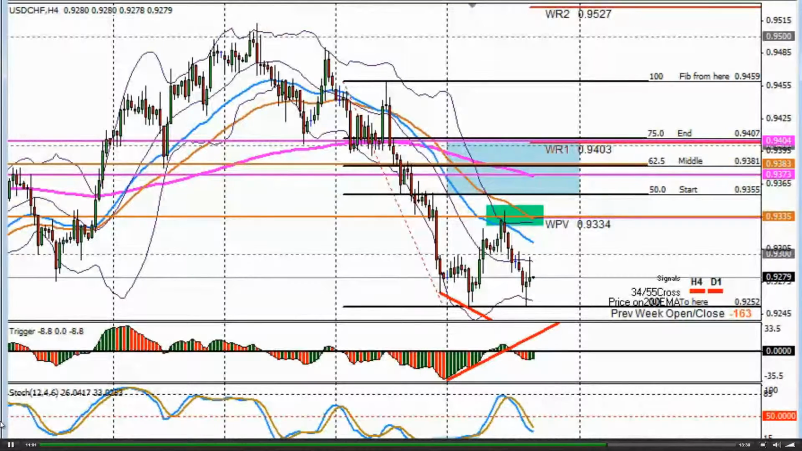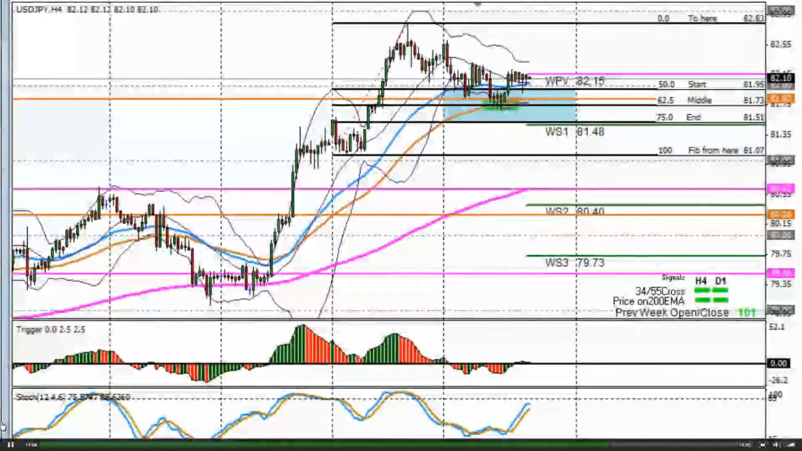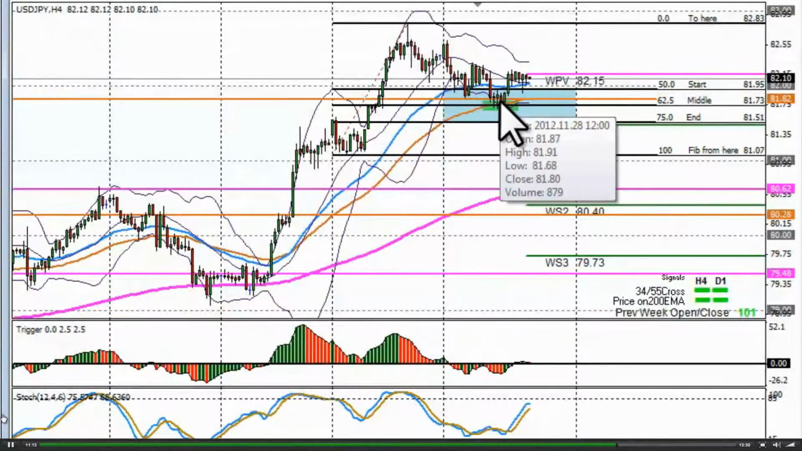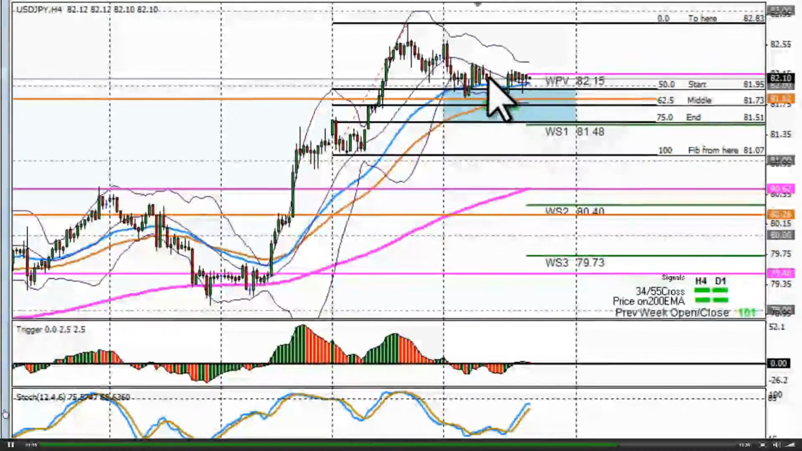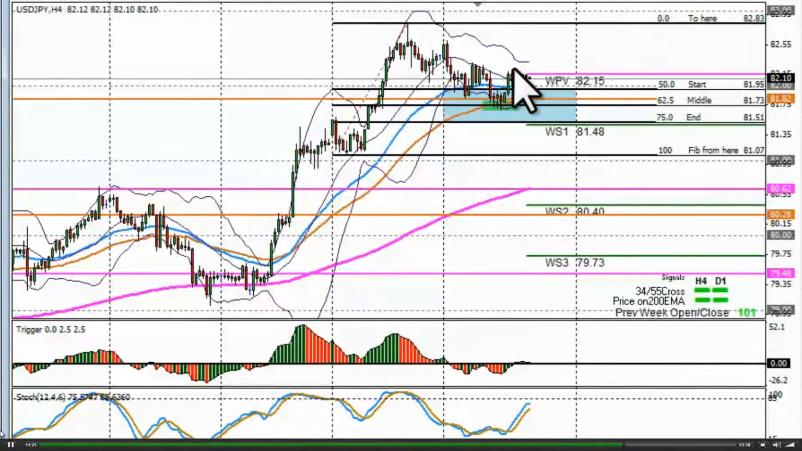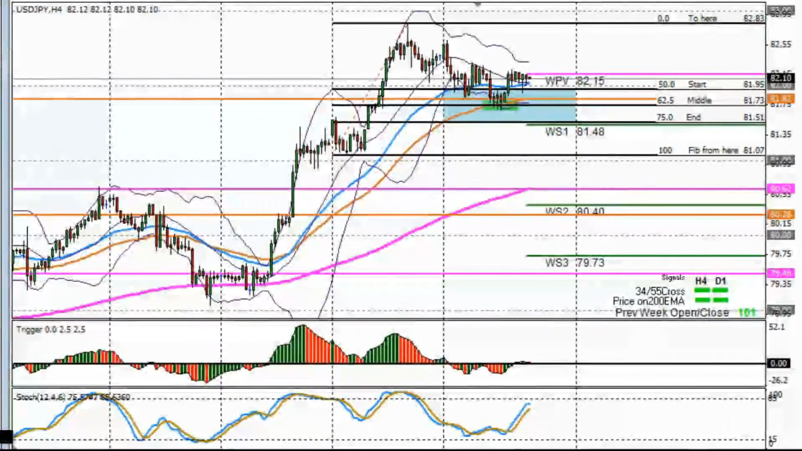US dollar JPY. Going nowhere slowly. We said we need to flip from the bottom to the top. Price came into the trading zone, we hit the 55 EMA, we had a little bit of a bounce, no go for me now because now we're going nowhere slowly. We're in a tight range, 82.15 is a pivot level, and that's currently keeping price down.